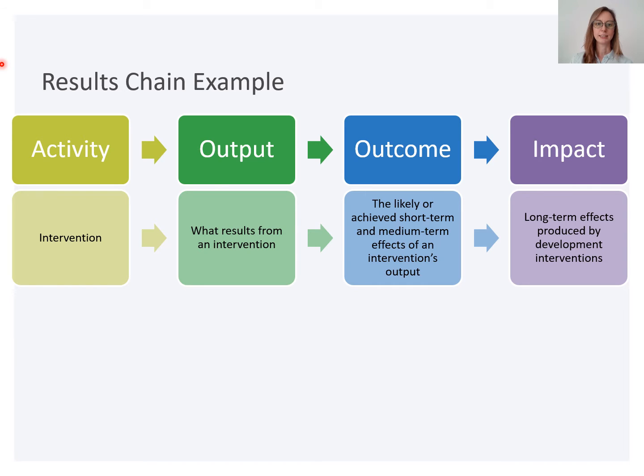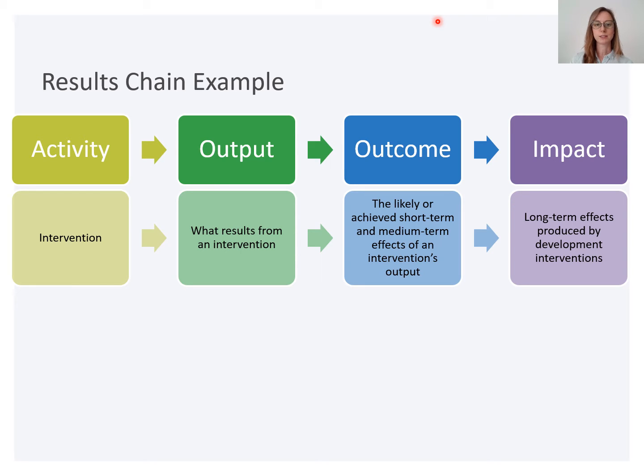So let's look at each of the steps of a results chain and the definitions of these steps. First is the activity. So in other words, this is the intervention, or in our case it could be the adaptation measure. Our activity then leads to our output. So the output is what results from an intervention. The output then leads to our outcome, which is the likely or achieved short-term and medium-term effects of an intervention's output, which then in turn leads to an impact. And the impact is the long-term effects produced by development interventions.